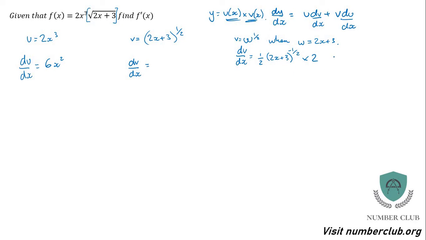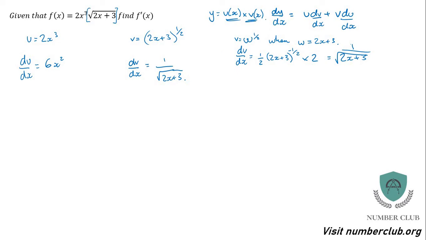This will equal 2x plus 3 all raised to the power of negative a half. You should really by now be able to differentiate stuff like that without too much working. But if you still need the working, do the working. Okay, so dv by dx is equal to 1 over root of 2x plus 3. You can leave that as to the power of negative a half if you really want to.